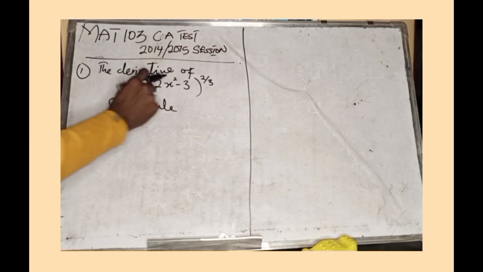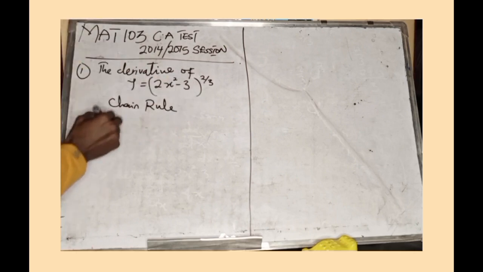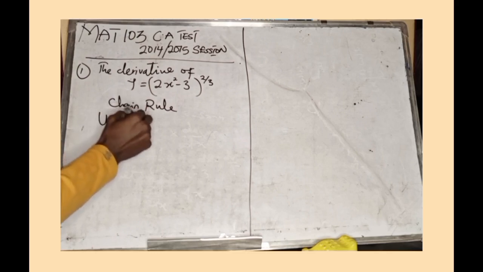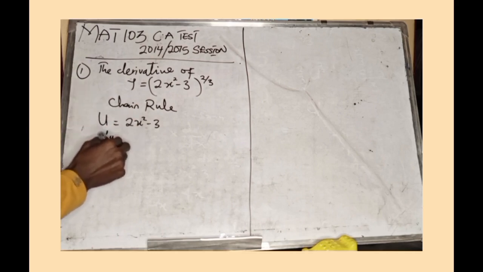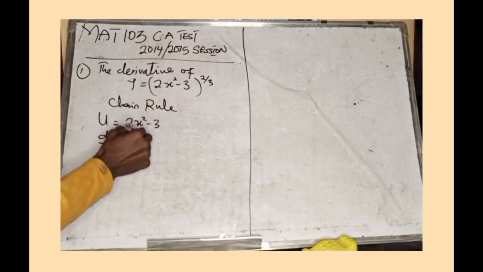You see here we have y equals this, so I'm taking everything here as my u. So I'll say, let u be equal to 2x squared minus 3. Now I'm differentiating u with respect to x. du/dx here is equal to 4x, and that is all. I'm done with this one.